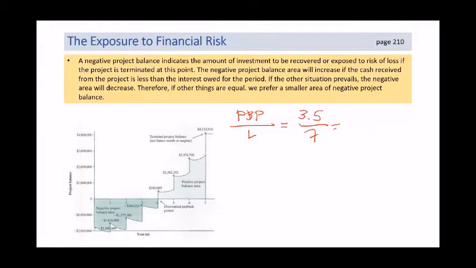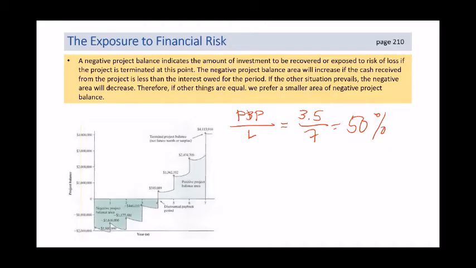Right? So it is 50%. That means to say 50% of the total life of the project is at risk. Okay, now for the decision here, it depends.